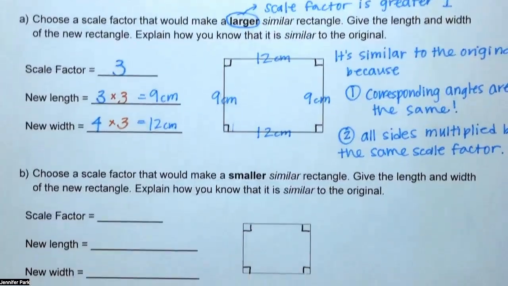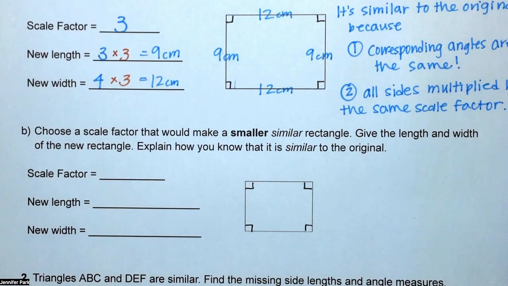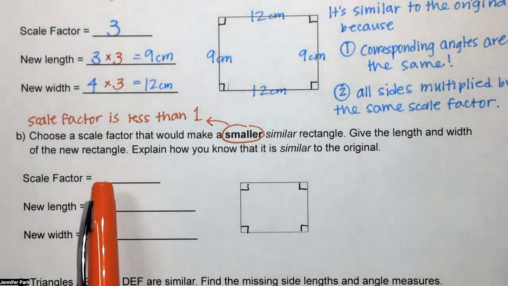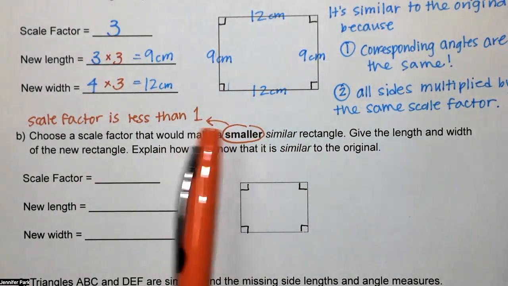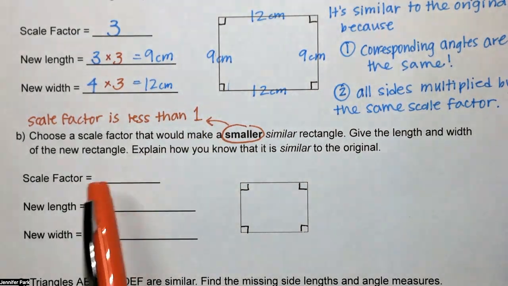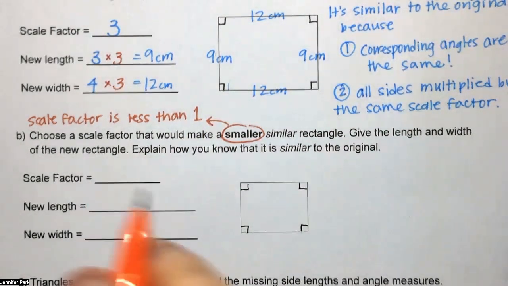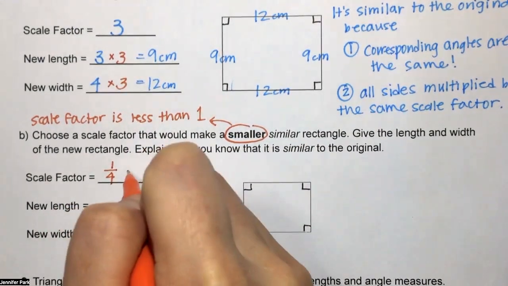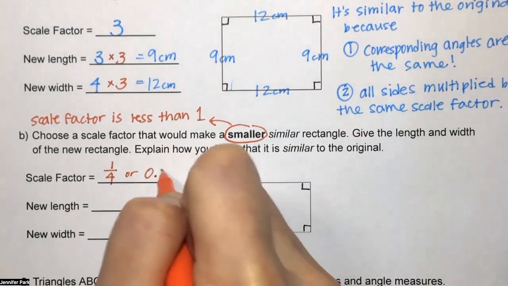And then part B, now you have to choose a scale factor that would make this rectangle a smaller, similar rectangle. So this time you should have chosen any number. It could be a decimal or fraction that is less than 1, but it should be positive, no negatives. I am going to choose it to be 1/4, which as a decimal is 0.25.